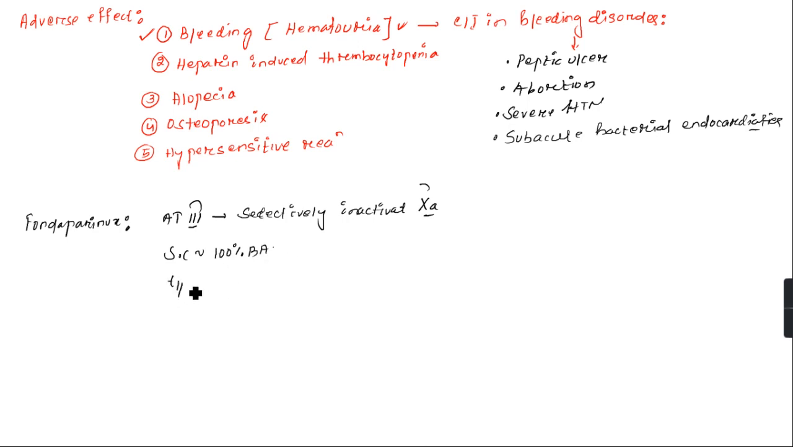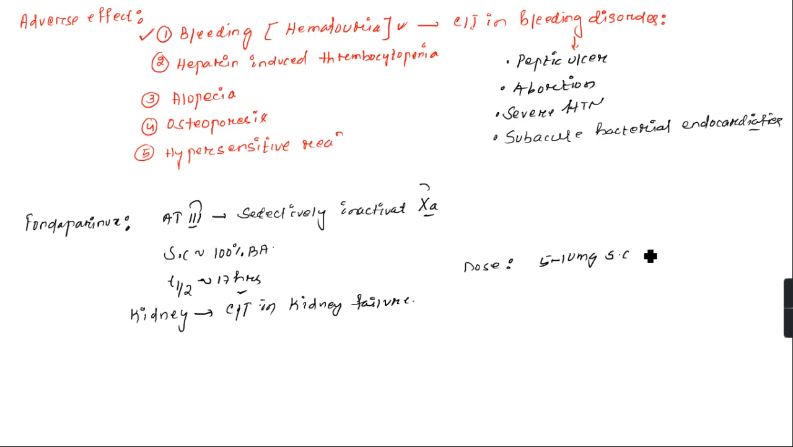Okay. T half is around 17 hours. Metabolized in the kidney. Okay. That's why it is contraindicated in kidney failure. Okay. So coming to its dose. Dose is 5 to 10 mg subcutaneously, OD.